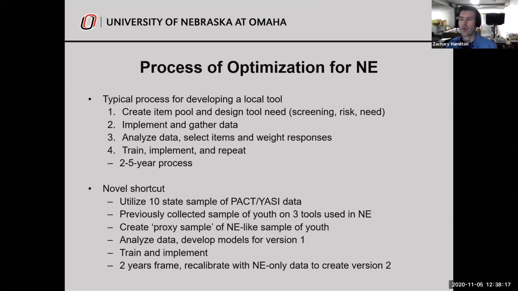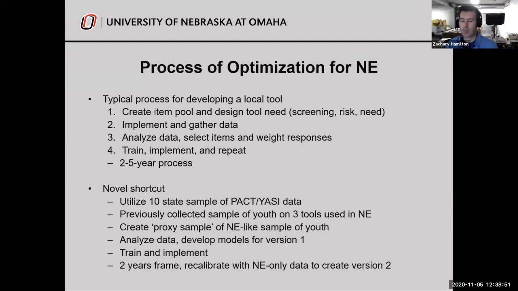But if you were to create a tool from scratch, the 4 steps you would go through is to create that item pool. So think about all those items that are in the YLS or in the Nebraska tool or the Arizona tool. They actually started off with a larger pool of items than the ones that you see, and reduced it down by pilot testing that and examining that within their particular local development sample. And by doing that, they could create either a screening or risk or a needs assessment tool, whatever they were looking at. The second step is then to implement and gather that data.